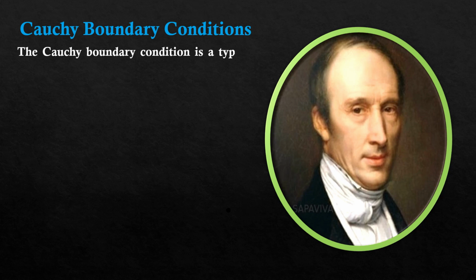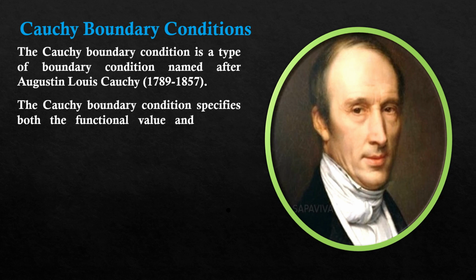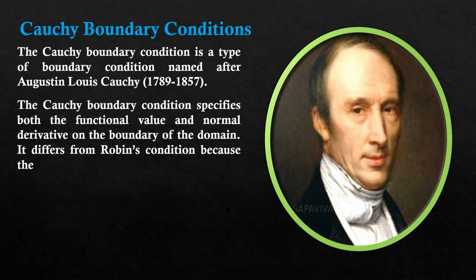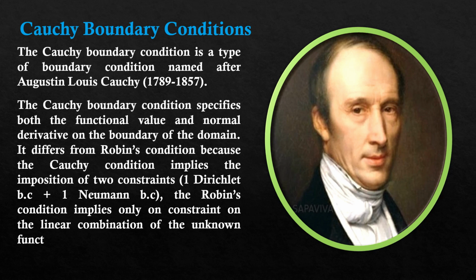Our next conditions are Cauchy boundary conditions. The Cauchy boundary condition is a type of boundary condition named after Augustin Louis Cauchy. The Cauchy boundary condition specifies both the functional value and normal derivative on the boundary of the domain. It differs from Robin's condition because the Cauchy condition implies the imposition of two constraints, that is, the first one is Dirichlet boundary condition and the second one is Neumann boundary condition, whereas the Robin's condition implies only one constraint on the linear combination of the unknown function and its derivative.